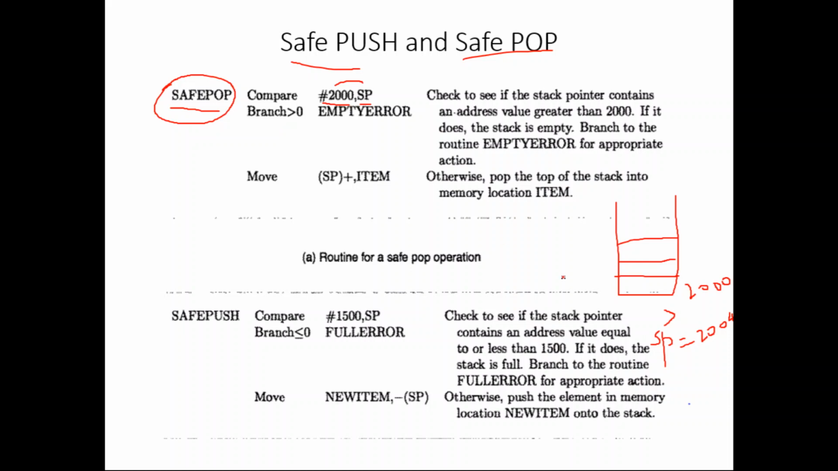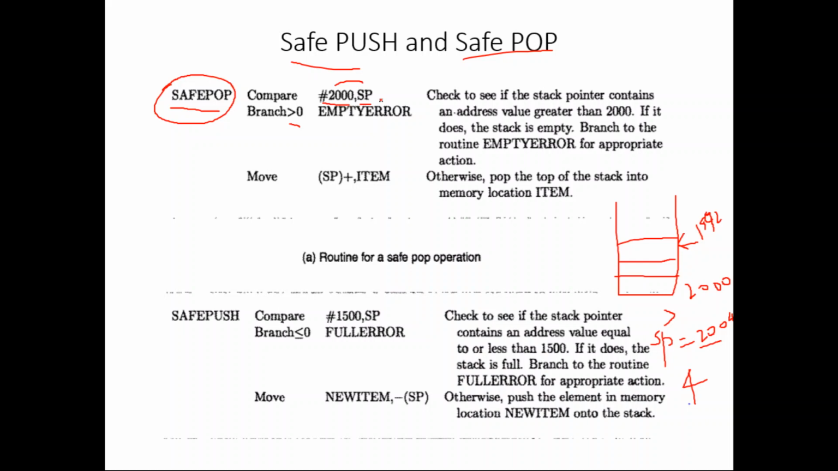So for example, if SP is 2004, and you are comparing with 2000, so 2004 minus 2000 is what? 4, right? So if after subtracting, the result is greater than 0, it means that stack is empty. Okay, are you getting? Otherwise the result will not be greater than 0. Assume that the current stack pointer is here. So this is 1992, right? So then what will be compare #2000, SP?